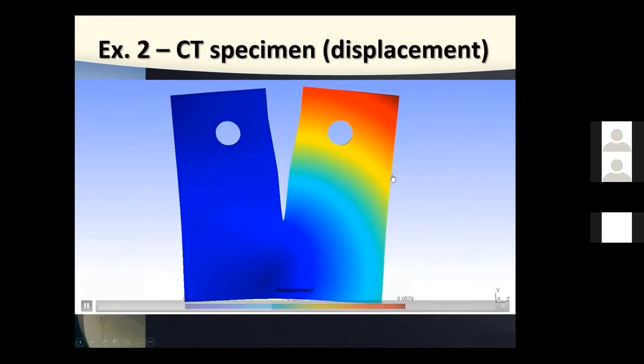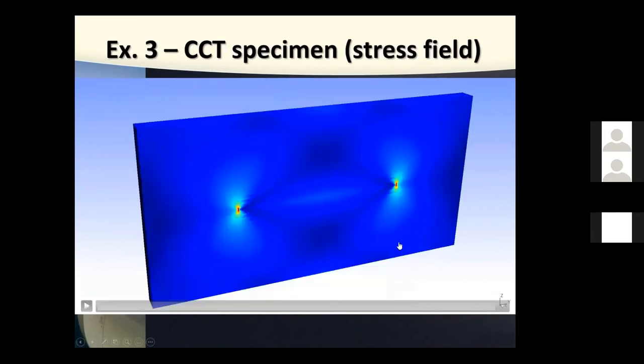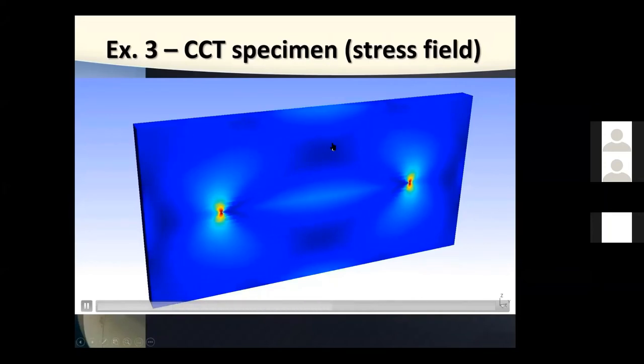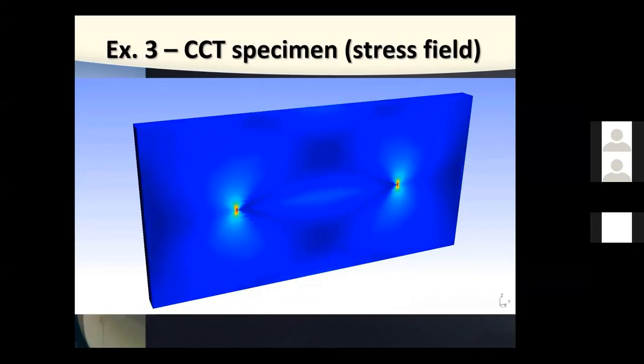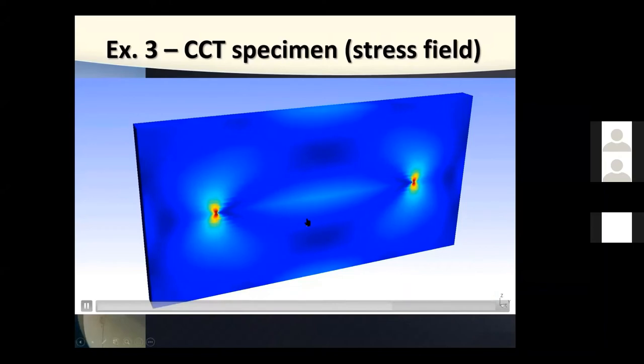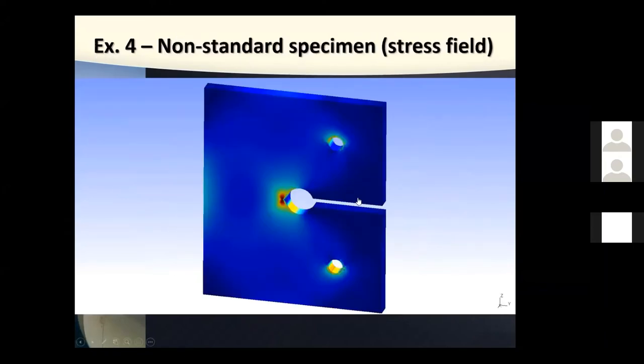And then another two specimens. Okay, this is central crack tension specimen. And we can see here that we have two crack fronts, and they grow simultaneously in opposite directions. Then next is displacement field. Okay, then non-standard specimen.